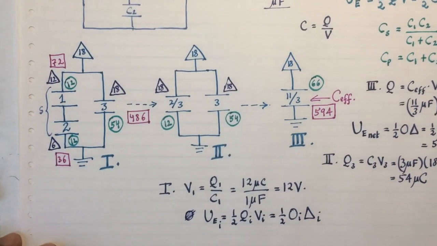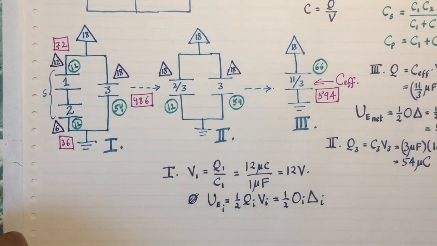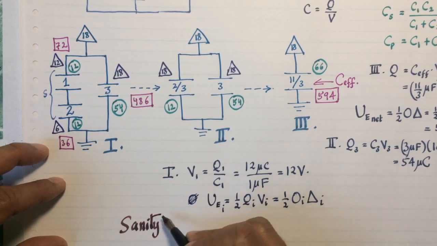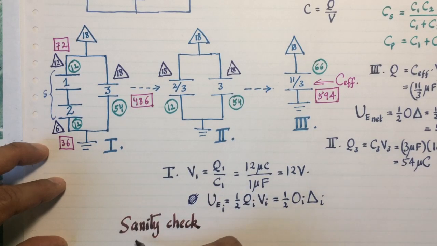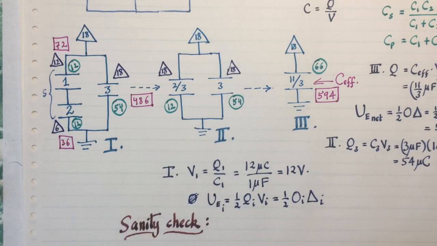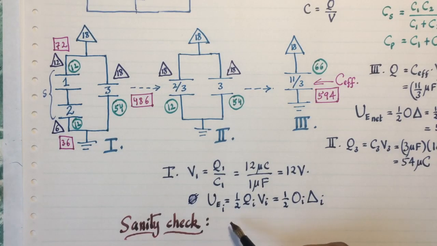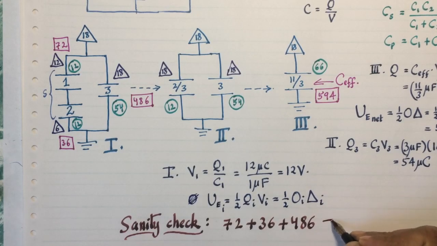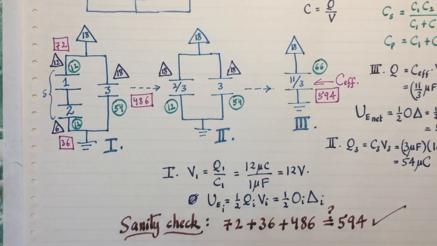And now is the moment of truth. Is energy conserved in your analysis? So I'll call that a sanity check. By the way, it's not exactly a check of whether you've done the work right or not, because if you've done everything consistently wrong, you will still pass the sanity check. But still a good thing to check. 480 is 72 plus 36 plus 486 the same or not as 594? You will find that it is the same.